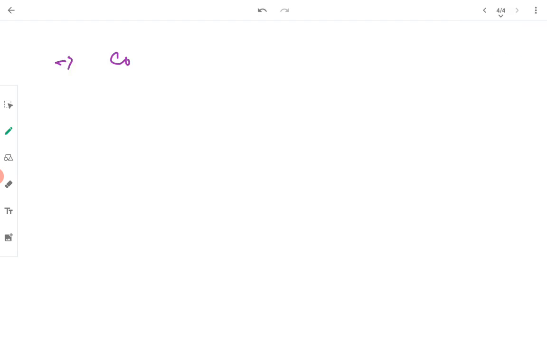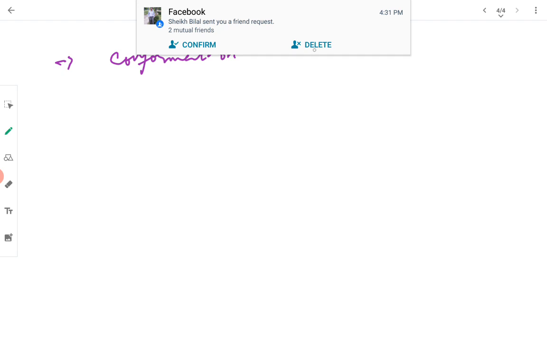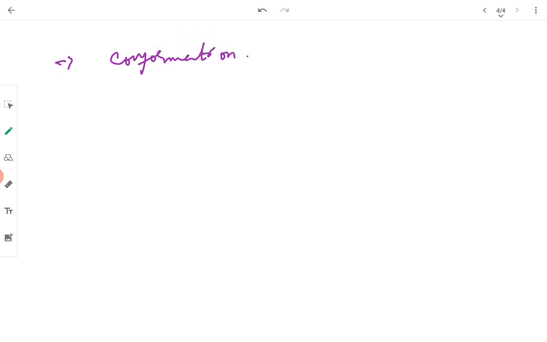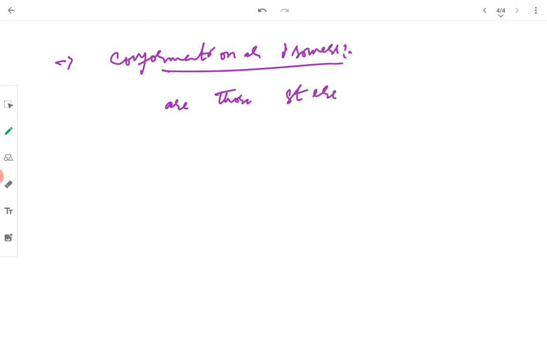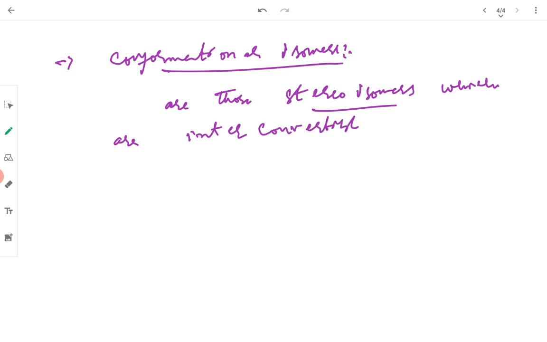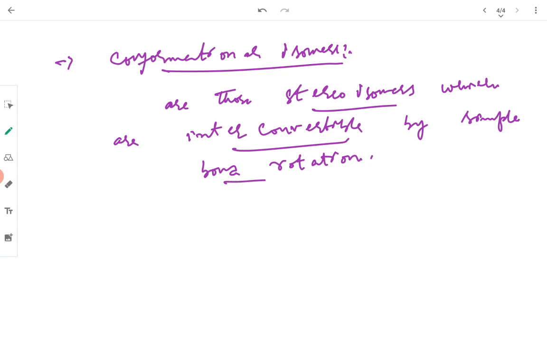Now another term is conformation. What are conformational isomers? Conformational isomers are those stereoisomers, mind you, both configurational and conformational are examples of stereoisomers, which are interconvertible by simple bond rotation. ये जो स्टीरियोआइसोमर्स है, ये एक आइसोमर दूसरे में कन्वर्ट होता है बाय सिंपल बॉन्ड रोटेशन.